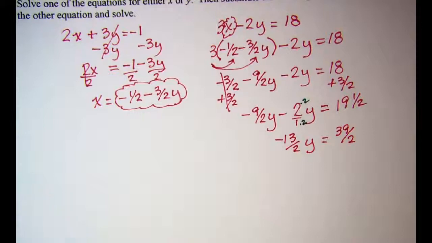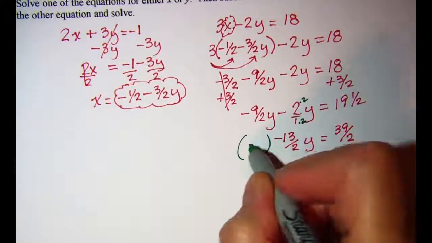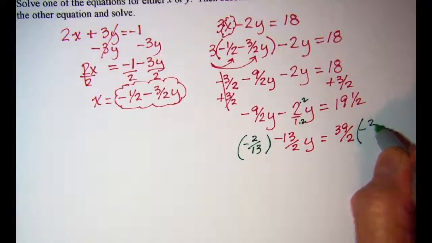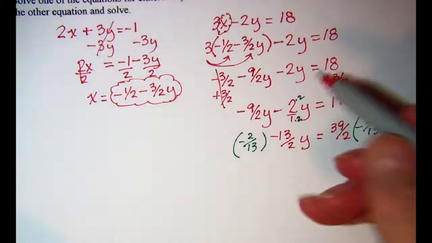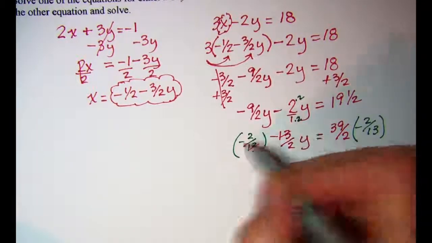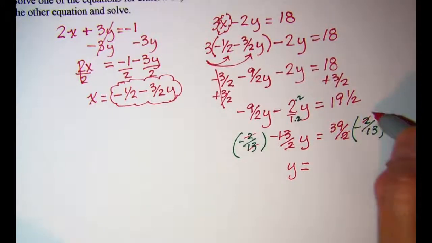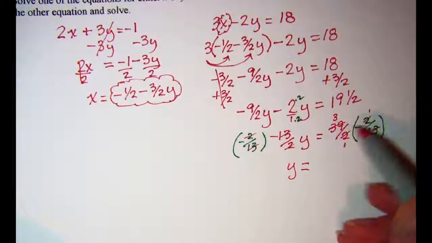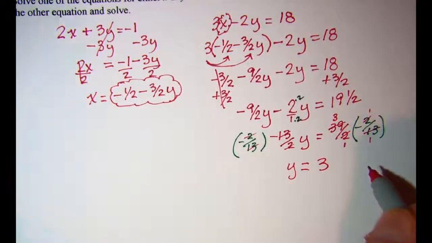And then to get y by itself, I need to multiply by the reciprocal. So a -2/13 on both sides. Or you could just divide both sides by -13/2 if you have a calculator available. Multiplying by the reciprocal, these cancel, and I have y equals, the 2's cancel here, and 13 divides 39 3 times. So looks like I finally have a -3 for my y value.